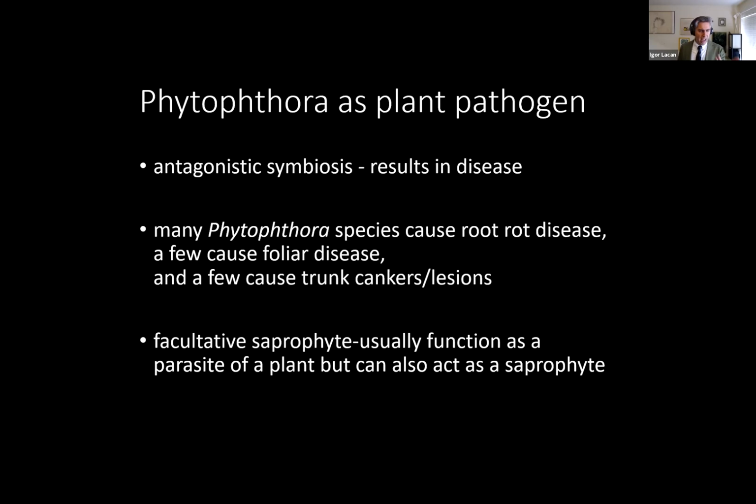So a close relative of Phytophthora that's super famous is downy mildew. Maybe you've heard of it. It almost put the French wine industry out of business in the mid-19th century. And that's a typical foliar blight, and I'll show you some pictures of that.